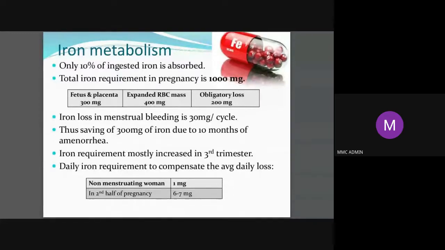That is what we call the prophylactic dose. Therapeutic means you have to give double, that you will be reading in the chapter called anemia complicating pregnancy. So 100 mg of iron we have to give. Next.